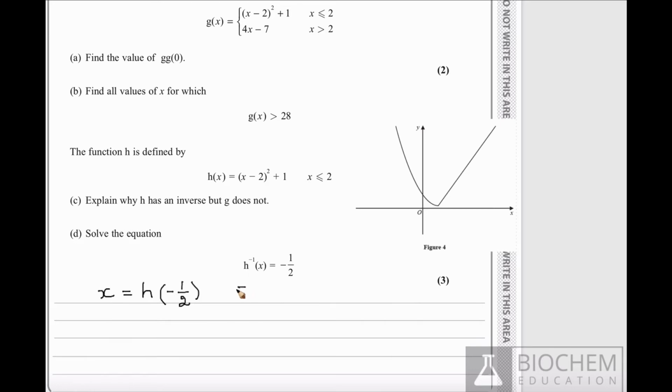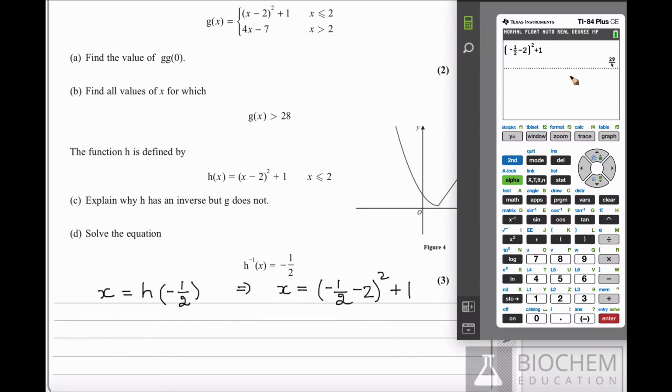So therefore, x is equal to brackets negative 1 over 2 minus 2 bracket close square plus 1. We can now solve this equation by inputting this value into the calculator, and we get an answer of 29 over 4 on the calculator. So hence x equals 29 over 4 as our final answer, or 7.25 in decimals.